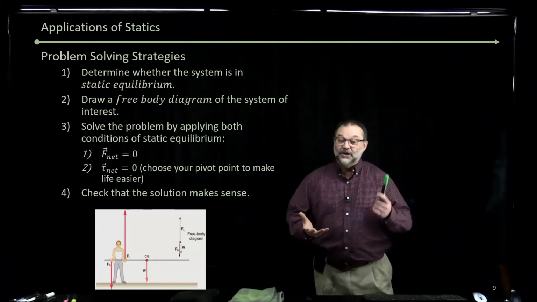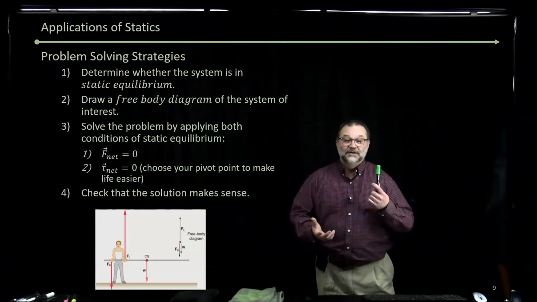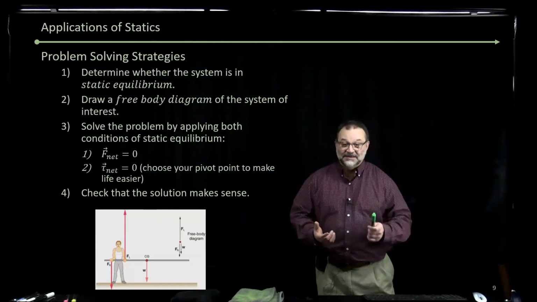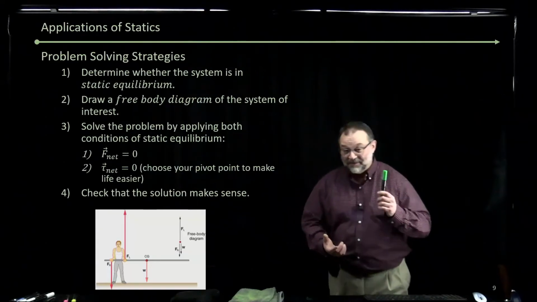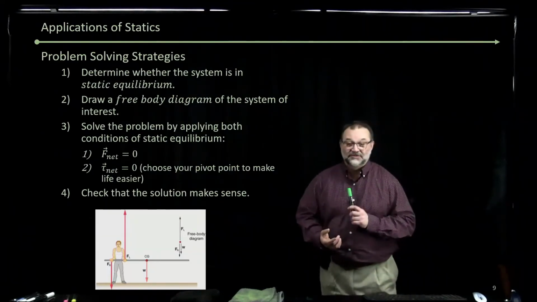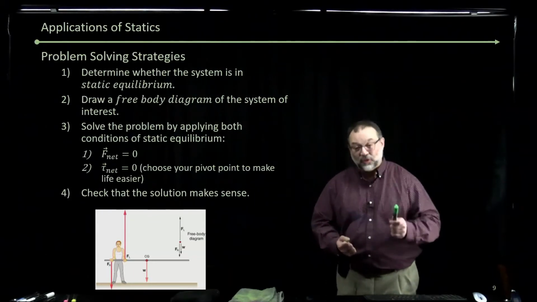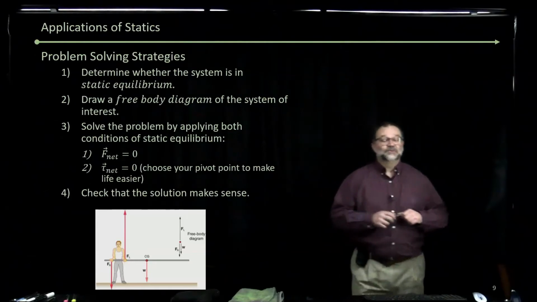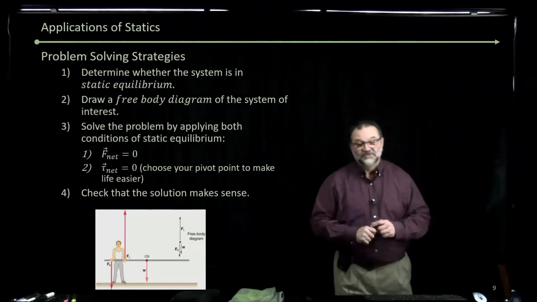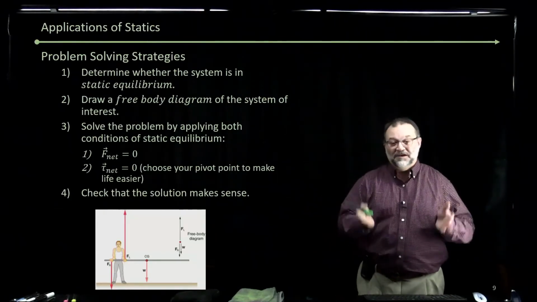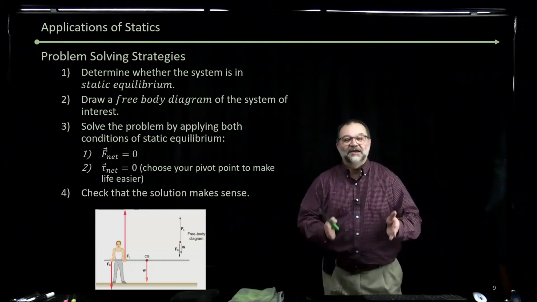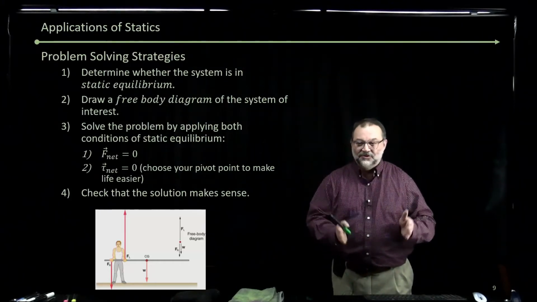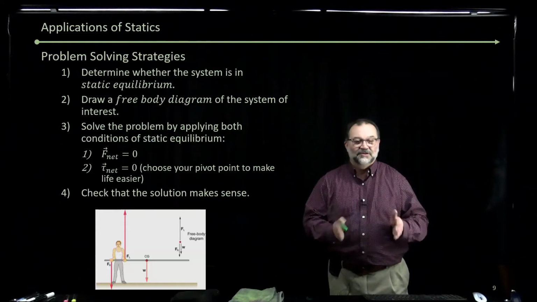And then you're going to start with the two basic conditions. The sum of all the forces equals 0. The sum of all the torques equals 0. And what you're going to do, and you'll see this when you get into me solving some problems, is you're going to pick your pivot point to make your life easier. You're always out to make your life easier.